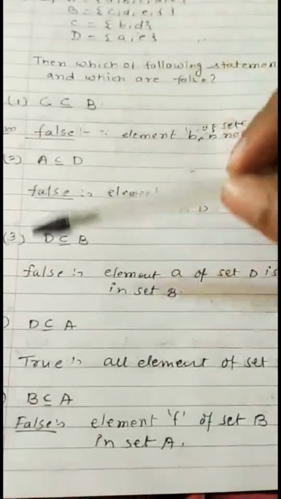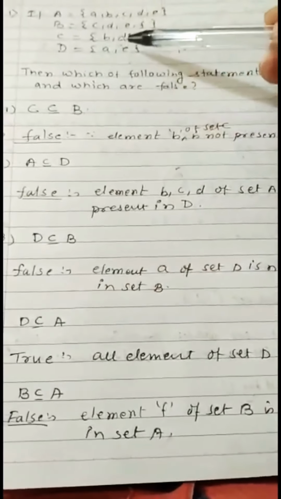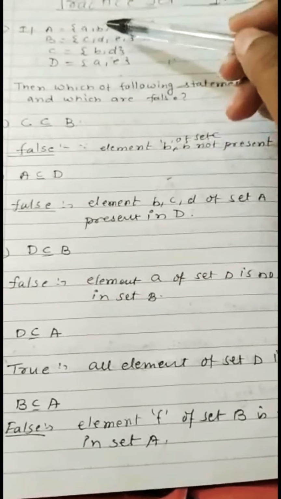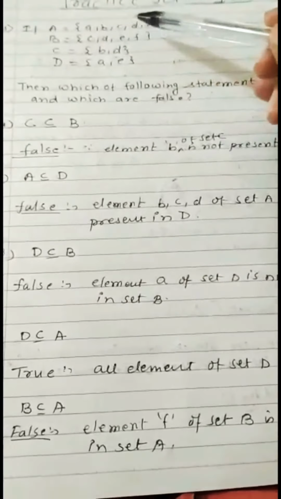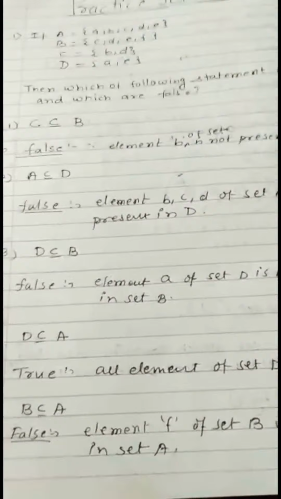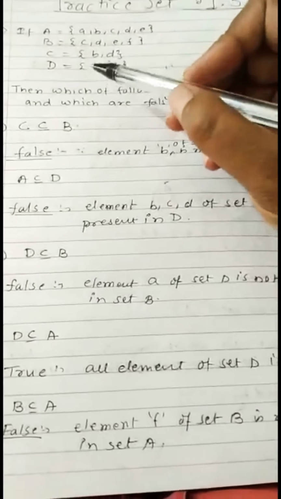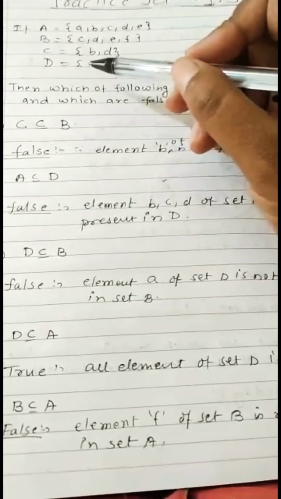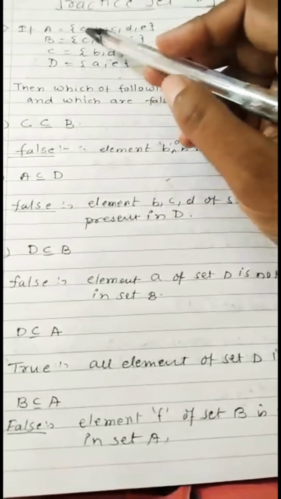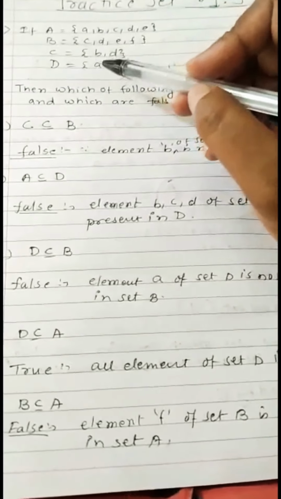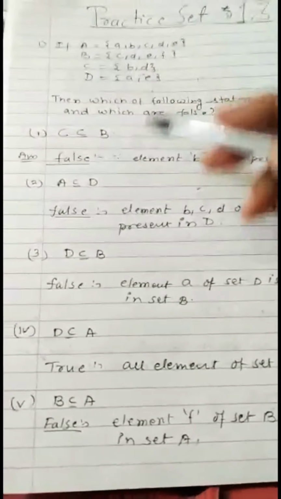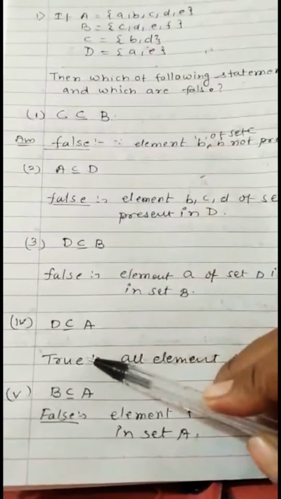The fourth part, D is a subset of A, which we already discussed. D has the elements A, E, which are also elements of A. A contains some extra elements, so no issue with that. But D is entirely in A because the elements of D, that is A, E, are also present in set A. So D is a subset of A is true.